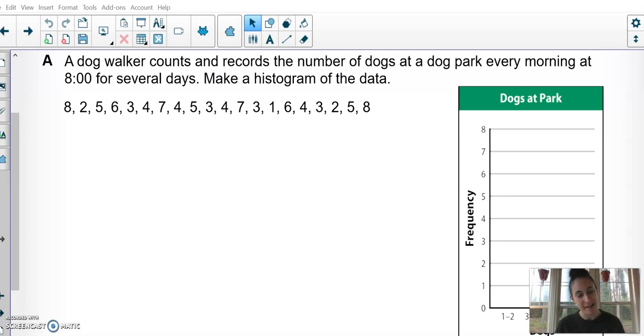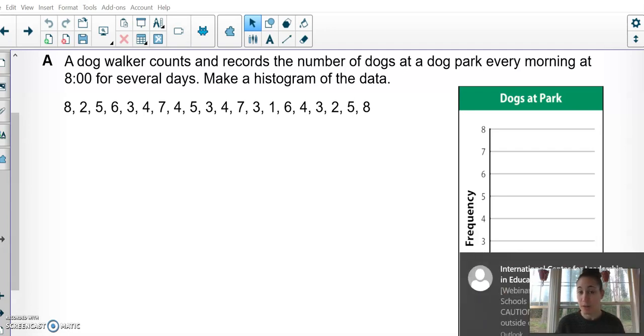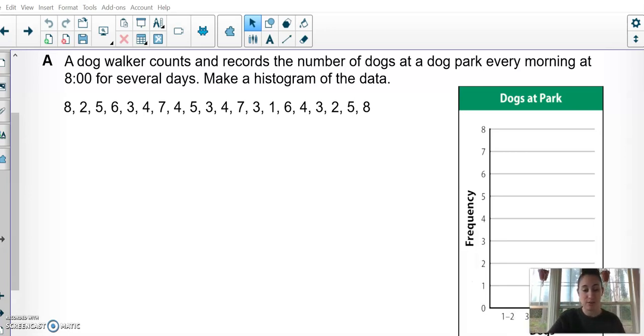Hello again. All right, our next graph that we are going to be learning how to make and learning how to read is a histogram. A histogram is another way that we can represent data. What makes a histogram a little different is that instead of plotting each number individually, we're actually going to be looking at ranges of numbers.